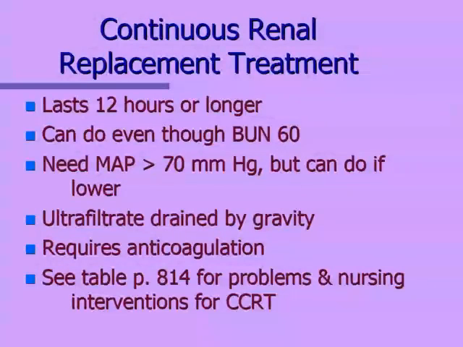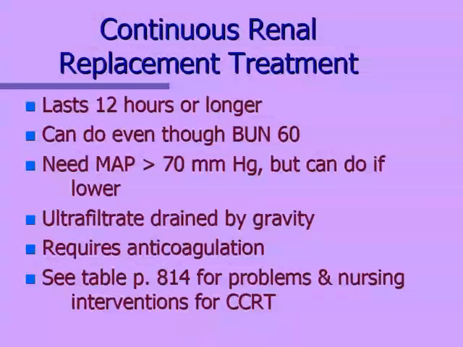There's a table on 814 for the problems and nursing interventions for continuous renal replacement therapy. That second C should be another R, so it should be CRRT. Indications, contraindications are also on page 811, and the different types are on 810, and the pictures are on 812 to 813.